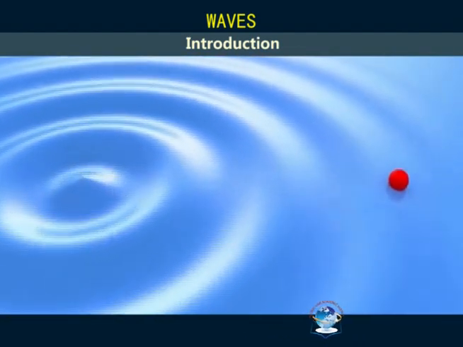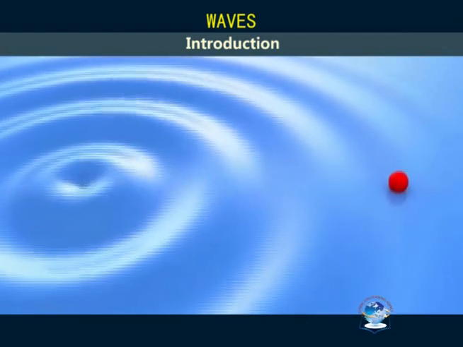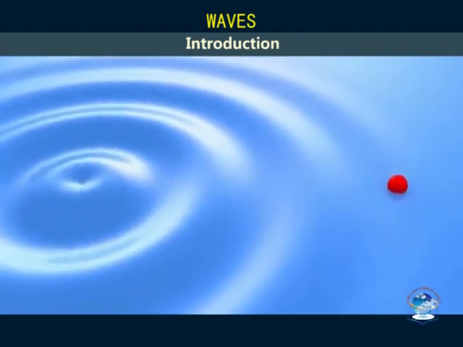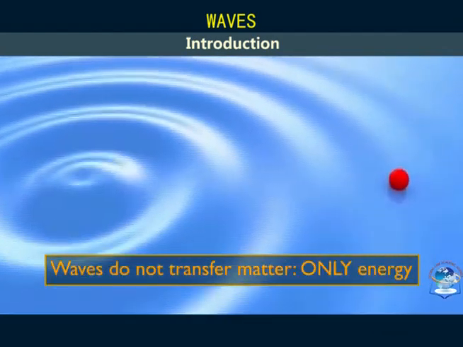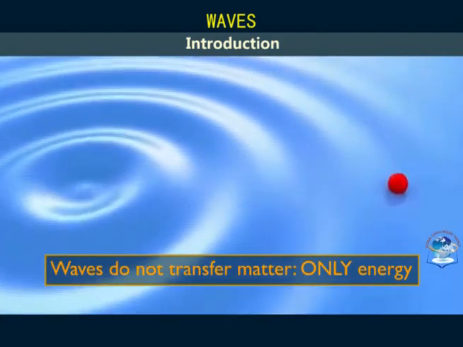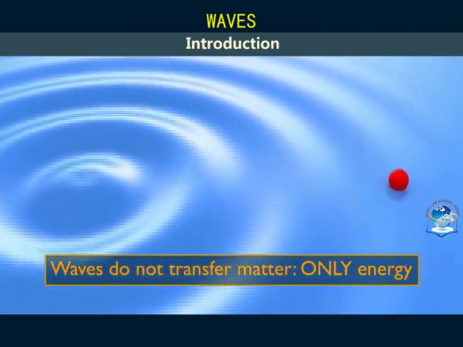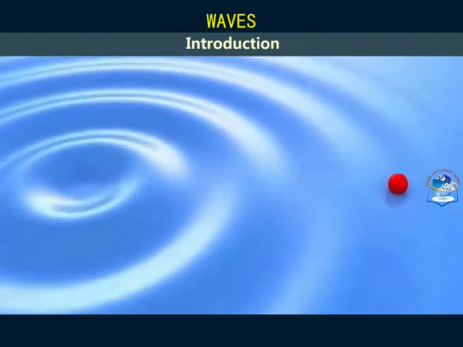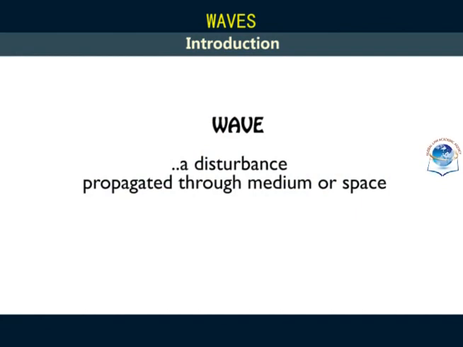However, an object floating on the water at this point is not tossed or moved away. We say waves do not transfer matter, only energy. By definition, a wave is a disturbance that travels or propagates through a medium or space.